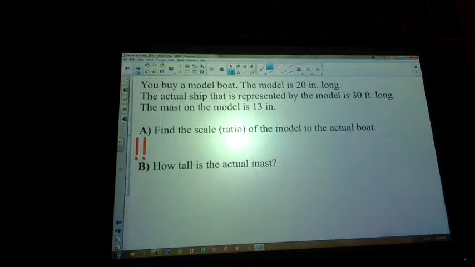Okay, you buy a model boat. The model boat is 20 inches long. The actual ship it is represented by the model is 30 feet long. The mast on the model is 13 inches.